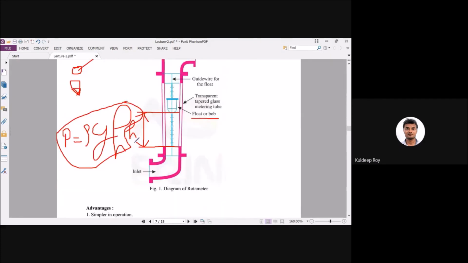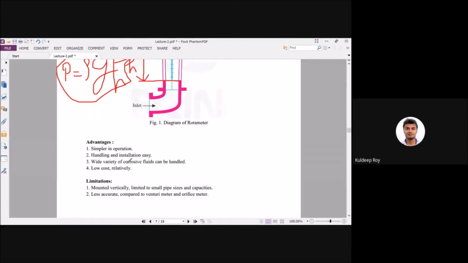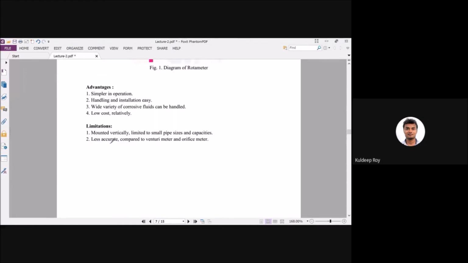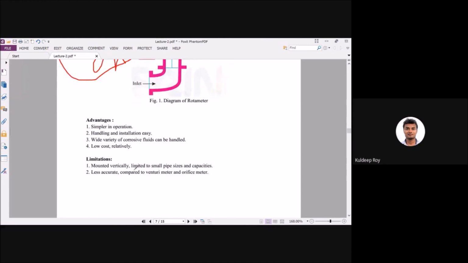Now if we're talking about the advantages: simpler operation, handling and installation easy, a wide variety of corrosive fluids can be handled, low cost. And the limitation is that it must be mounted vertically. This is the biggest limitation. You cannot apply a rotameter at a tilted position. It is limited to small diameter size and capacity, and less accurate compared to Venturi and orifice meter.